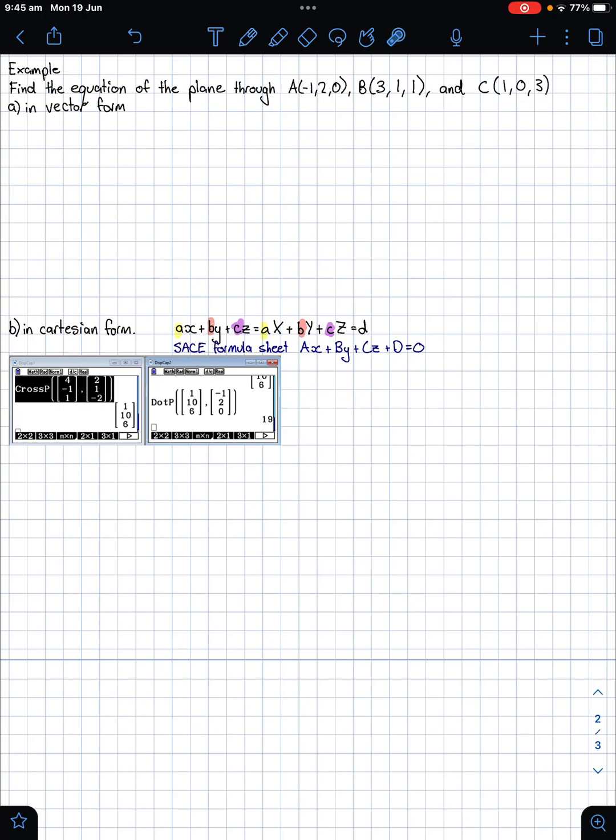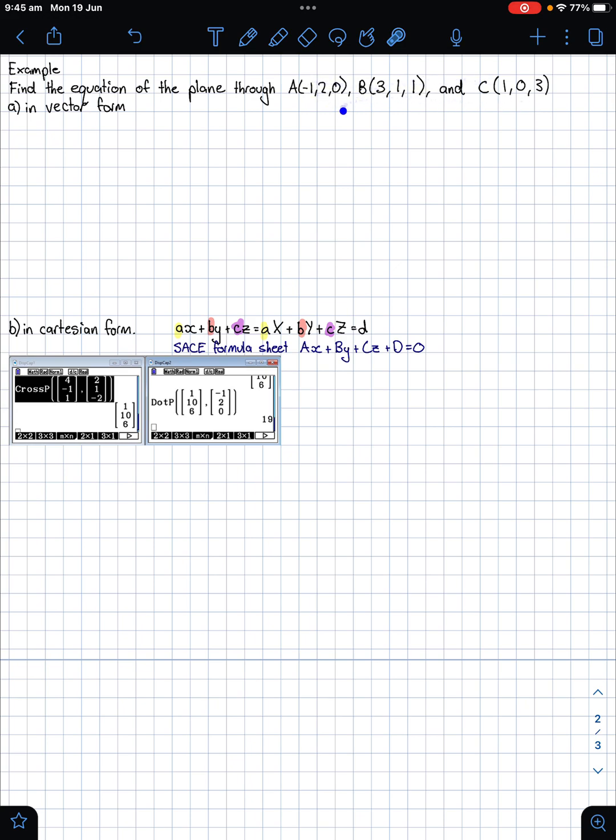All right, we're looking at another question. It says find the equation of a plane through three different points. A is (-1, 2, 0), B is (3, 1, 1), and C is (1, 0, 3).